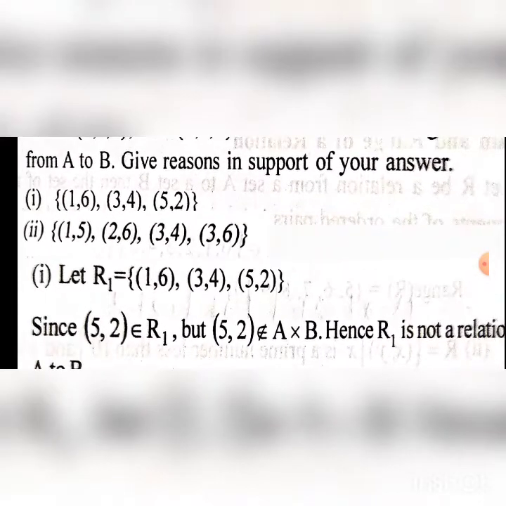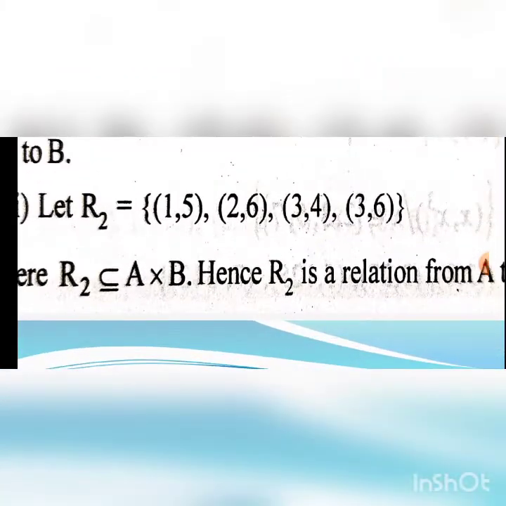Then the next ordered pair is what? (2, 6). So 2 belongs to A and 6 belongs to B. Next ordered pair (3, 4). So 3 belongs to A, 4 belongs to B. And the next is (3, 6). 3 belongs to A and 6 belongs to B. Okay. So all the elements of R2 belong to A cross B. So R2 is a relation from A to B. Okay.